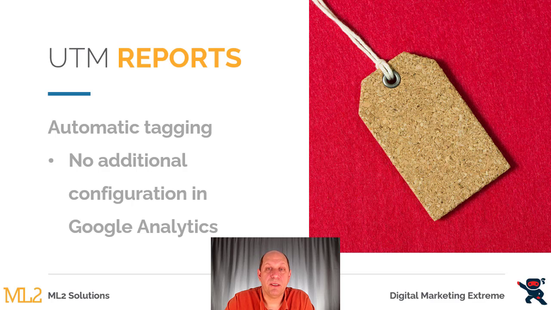One of the things about UTM parameters that's a little bit confusing is you don't actually have to do anything. Once you put them into the link and you put that link on the website, they're automatically tagging that. So there's no additional configuration that you need to do in Google Analytics. Those parameters of source, medium, and name will just automatically show up in those reports.